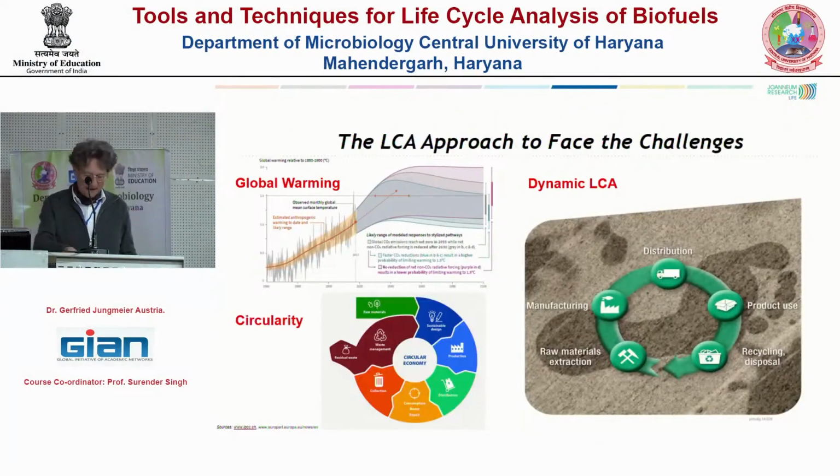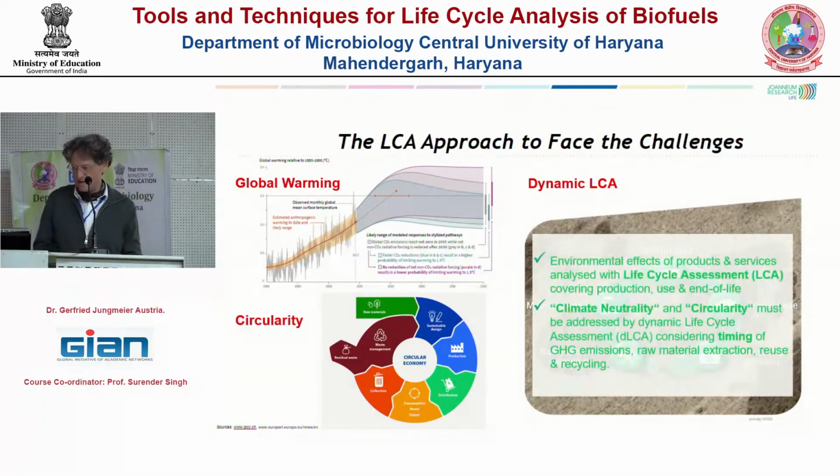Okay, I'm coming back to the indicators, maybe addressing global warming and circularity more adequately. If you want to face these two challenges, you have to develop LCA a step further. We call it the so-called dynamic life cycle assessment, which is still an LCA. I think you got a clue what LCA is, and the dynamic LCA is still an LCA. The only difference is that you also consider on the timing axis when the emissions occur.